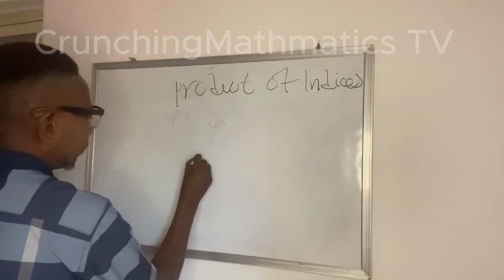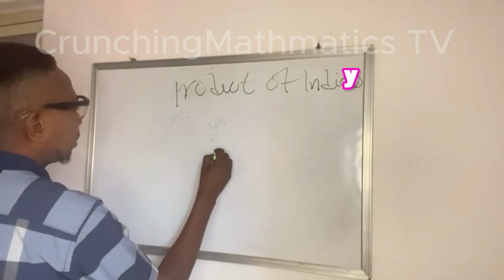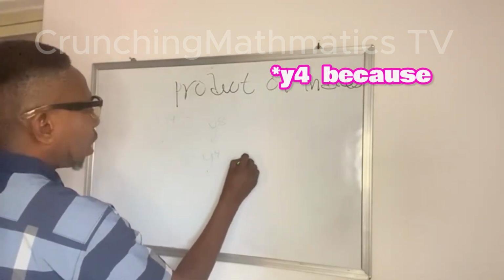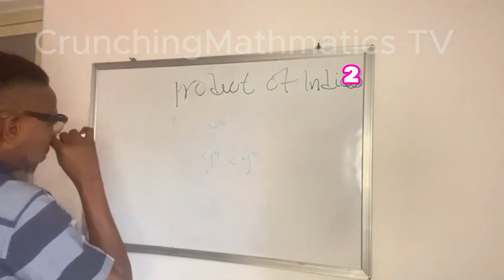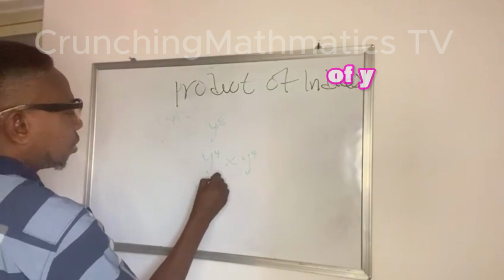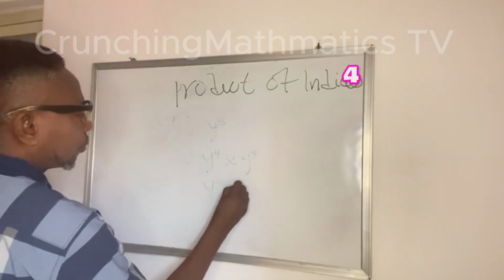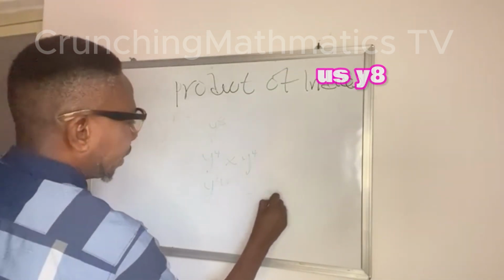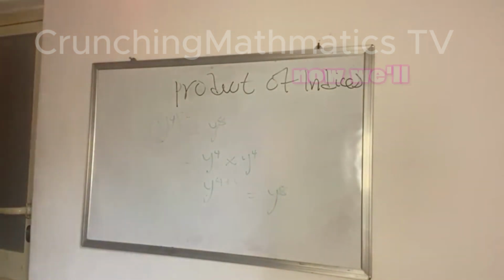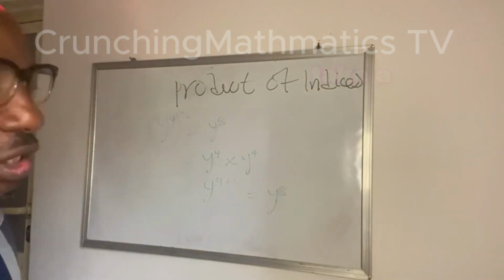We have y^4 times y^4, because it's squared, it's only 2. So we bring the single value of y. 4 plus 4 will give us y^8. You can see everything is falling in place the way it's supposed to be. Now we'll take the last example before we take fractional indices.